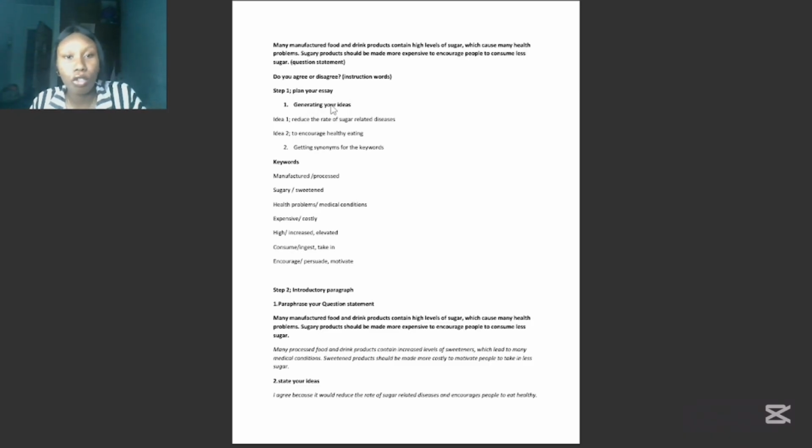Planning your essay, what do you do? You generate your ideas. Do you agree or disagree? Yes, I agree. Now why do you agree? You state 2 ideas supporting the motion that you agree.